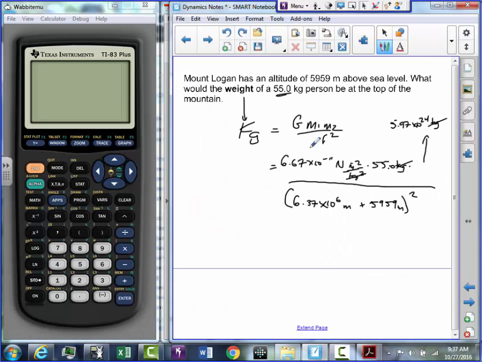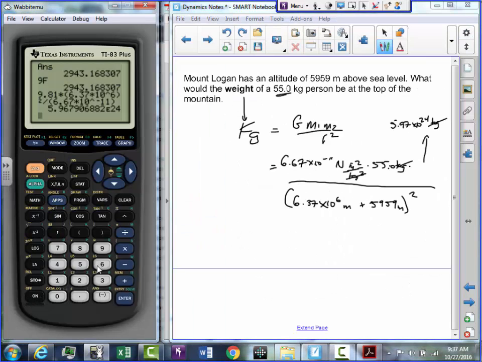So break out trusty Mr. Calculator. 6.67 times 10 to the power of negative 11 times his mass of 55 times 5.97 times 10 to the power of 24. Enter. Divide by bracket 6.37 times 10 to the power of 6. There's the radius of the Earth. Add on the extra height from Mount Logan and square it.